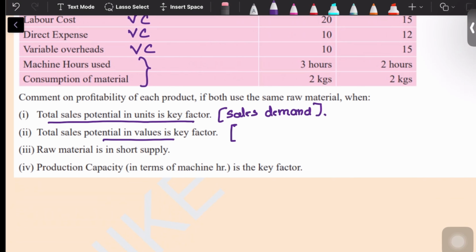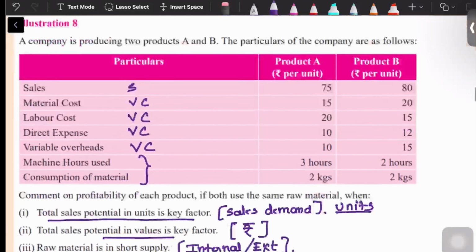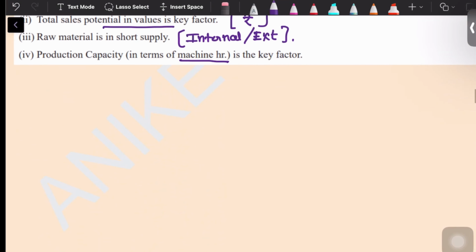So this is rupees. This is units. Then third one, raw material is in short supply. This is internal. So for this first, what you have to do, there are two products. You have to prepare the statement of marginal cost. Sales minus all variable cost, you will get contribution. So first let us prepare this statement.